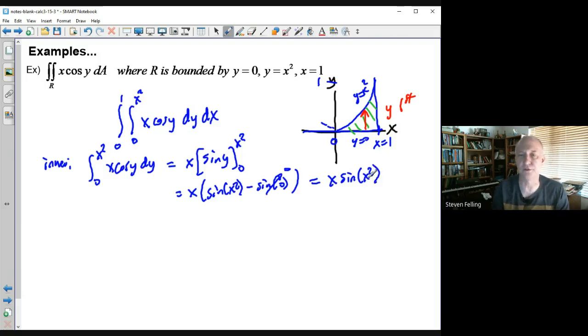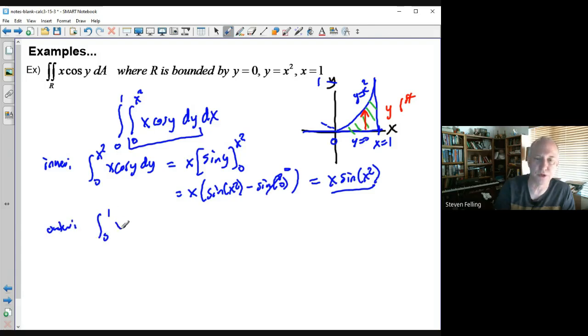Okay, not too bad so far. And then that will become the result of the inner integral. So for the outer integral, we're going to take the integral from 0 to 1 of x sine of x squared dx. Seems like this is pretty concocted to work out, right?